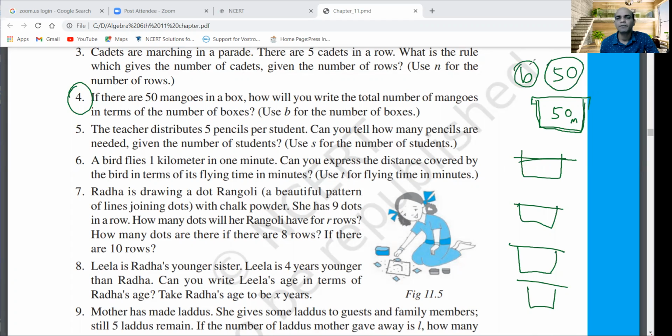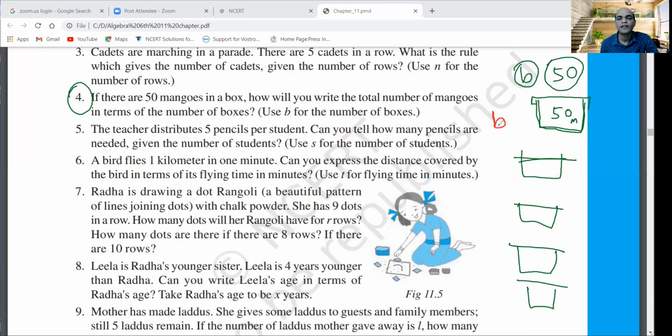50 mangoes are there in a box. Now, what can be a common rule that we can find so that we can find the answer? Sometimes I will say 15 boxes are there, sometimes 10 boxes, sometimes 6 boxes, sometimes I can say there are 2 boxes. So the number of boxes can vary. That's why we take b as box, because it's a variable. It can be 1 box, 2 boxes, 5 boxes, whatever it may be.